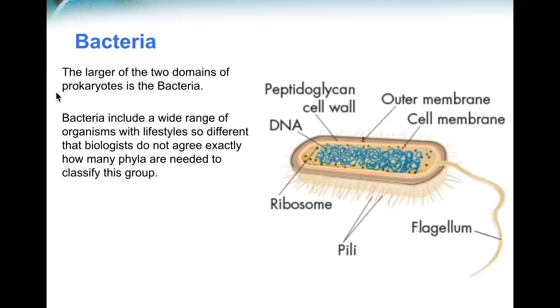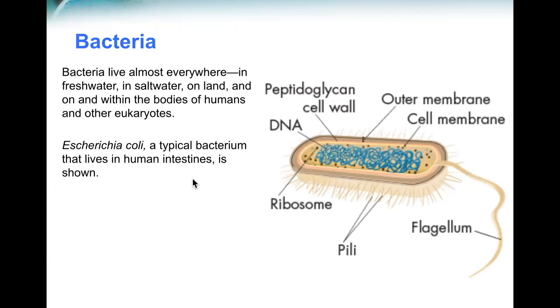The larger of the two domains of prokaryotes is bacteria. Bacteria include a wide variety of organisms with lifestyles so different that biologists do not yet agree exactly how many phyla are needed to classify this group. Bacteria live almost everywhere, in fresh water and salt water, on land, and on and within the bodies of humans and other eukaryotes. Escherichia coli, E. coli, a typical bacterium that lives in human intestines, is shown.